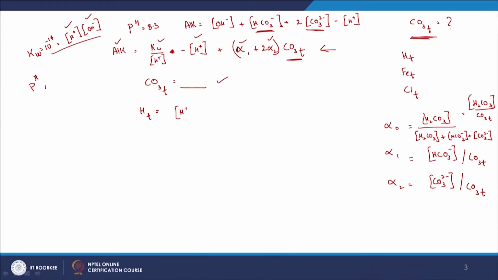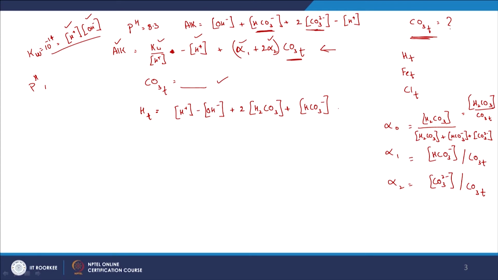So I know it is going to be equal to H plus minus OH minus, and what are some of the other species? Obviously H2CO3, HCO3 minus and CO3 2 minus. For H2CO3 there is going to be 2 H contribution, so it is going to be 2 times H2CO3 plus 1 times HCO3 minus, and obviously there is no contribution of H from CO3 2 minus.